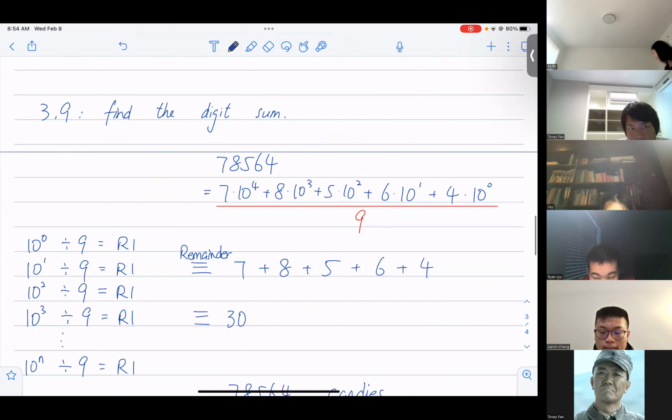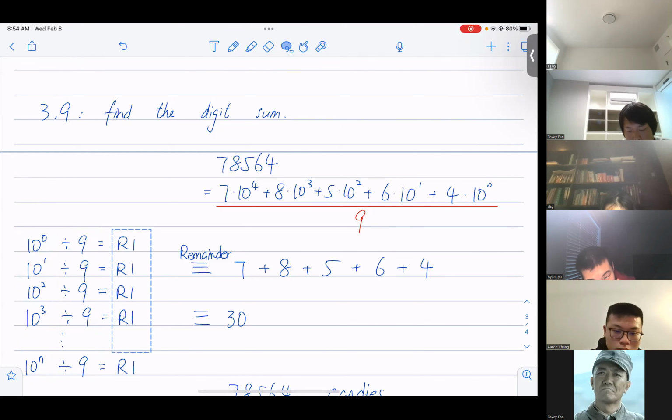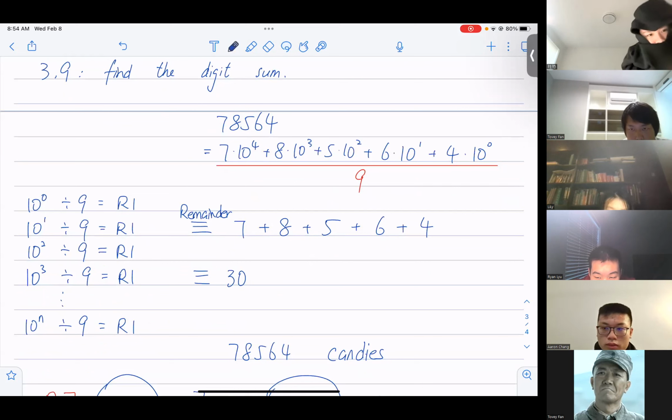Good, okay. If there's no question, then for 3 we have the same reason. Again, it's because for any power of 10, if you divide it by 3, the remainder is still 1, right? Because dividing by 9 or by 3 doesn't really make any difference here.